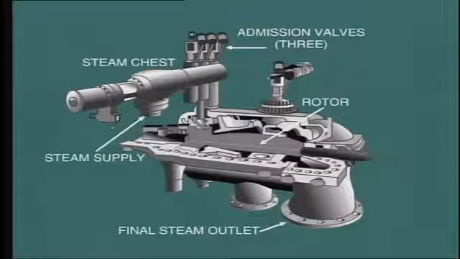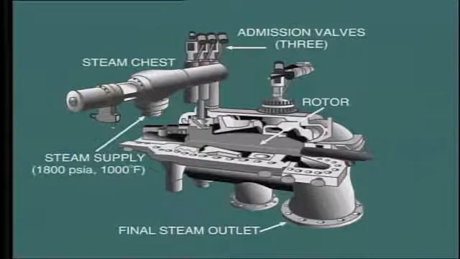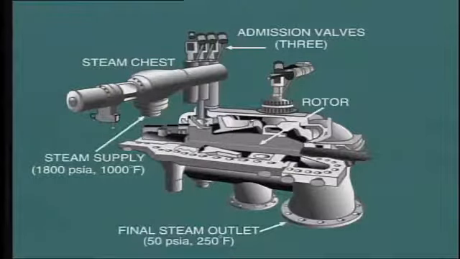But first, let's take a closer look at a single cylinder machine in order to help us understand the principles of turbine operation, how it actually functions and produces power. As we all know, steam at high pressure and temperature, say 1800 psi and 1000 degrees Fahrenheit, is admitted at one end of the turbine. After passing through the turbine, this steam exits at a much lower pressure and temperature, say 50 psi and 250 degrees Fahrenheit for a typical back pressure turbine.